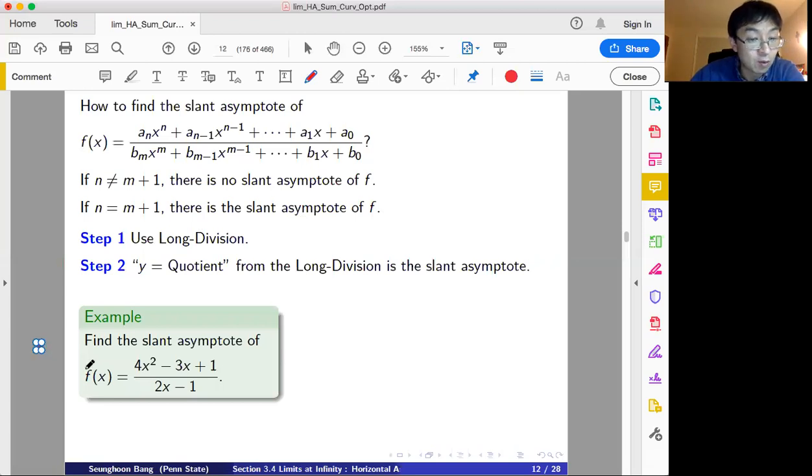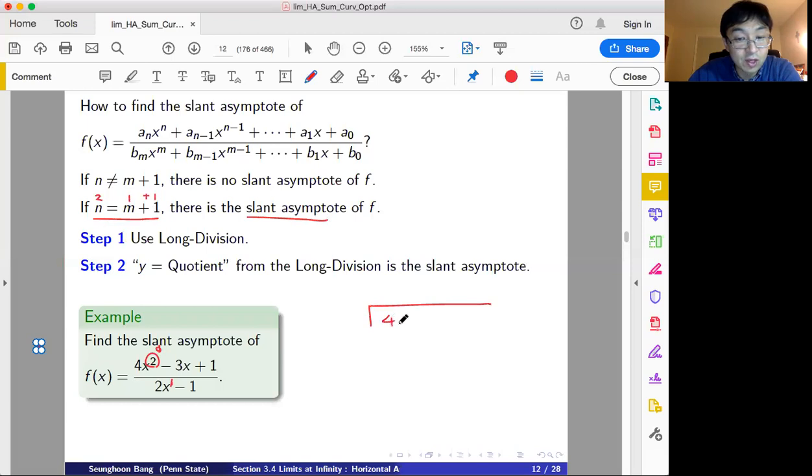Look at the top power. Top power is 2, right? Bottom power is 1. Top power 2 is exactly 1 more than bottom power. 2 is the same as 1 plus 1, right? Like this. Yes, we have a slant asymptote. How can you find it? We use long division.